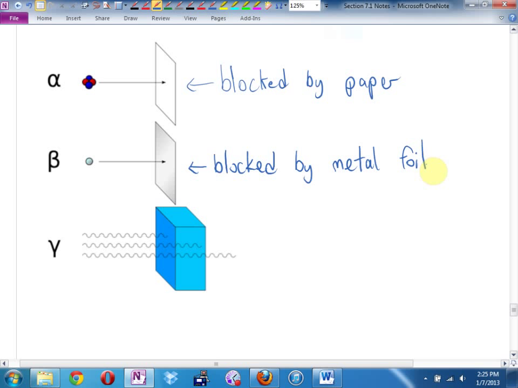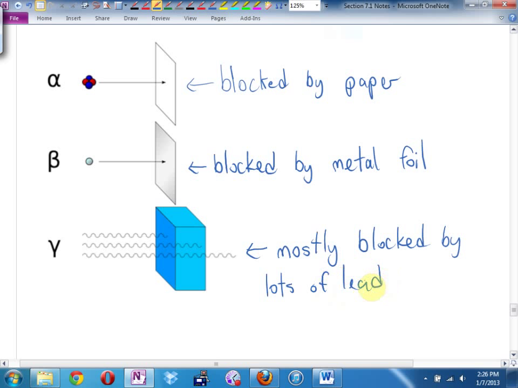Gamma particles are mostly blocked by lots of lead. They'll go through paper, they'll go through foil, they'll go through concrete. You need some thick lead to block them. And that's why for radioactive waste, they put it in big lead shielded bins.